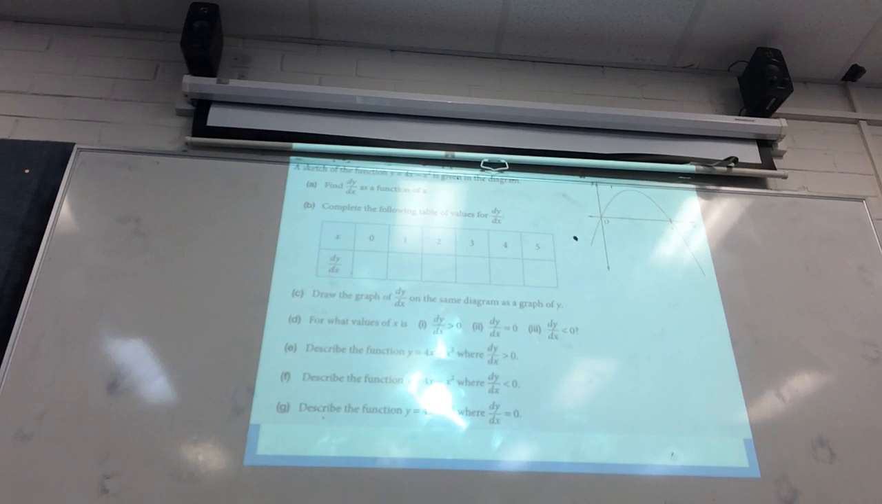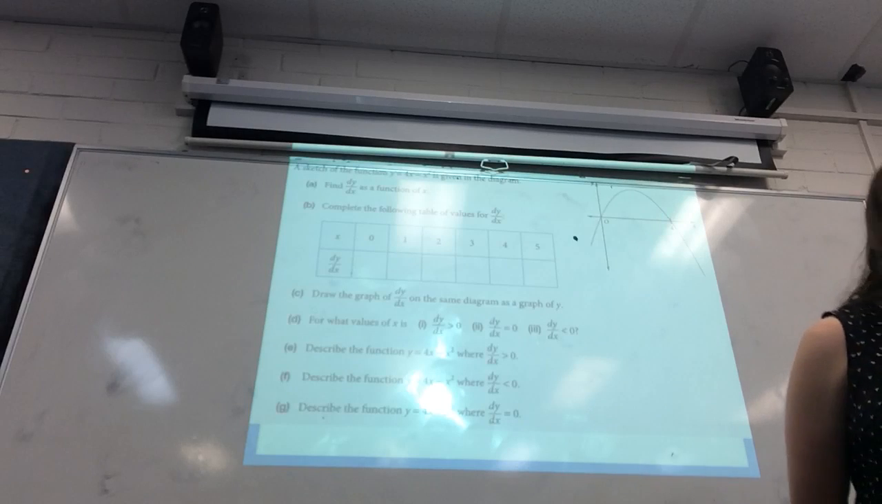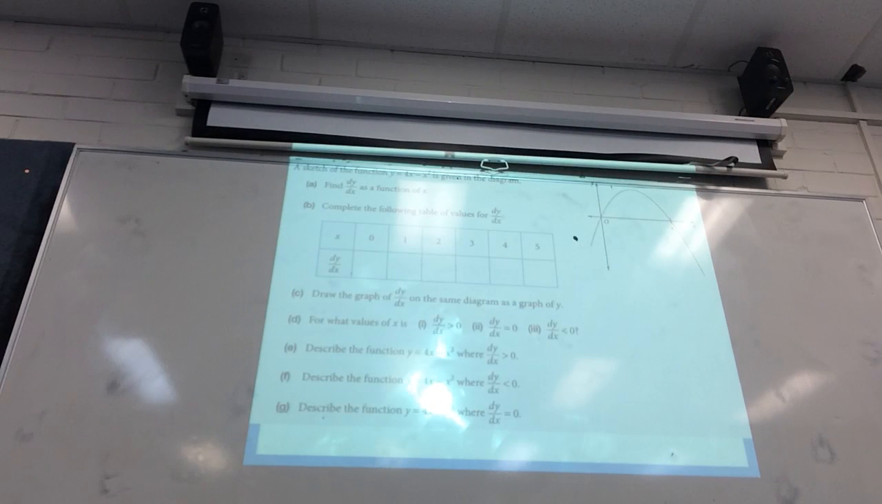So, have a look at this question. I would like for you to go and have a go at this. Note that you have an equation there, okay? So when you're finding the derivative, it's obviously going to use that, but when you're completing your table of values, you're subbing into the equation. That's for dy on dx, so that's, remember, the gradient.